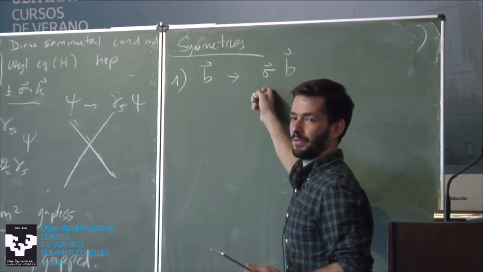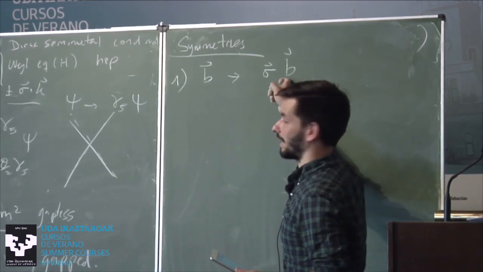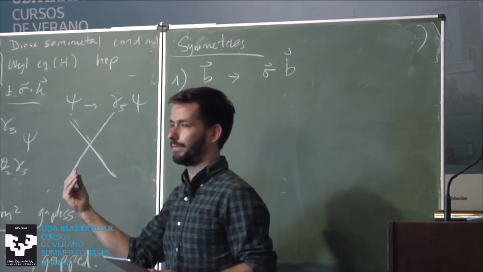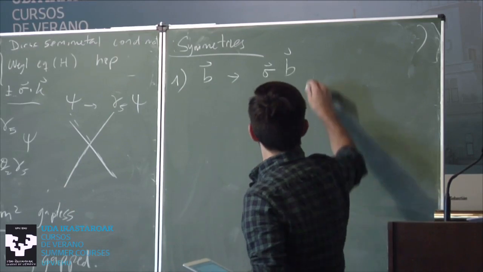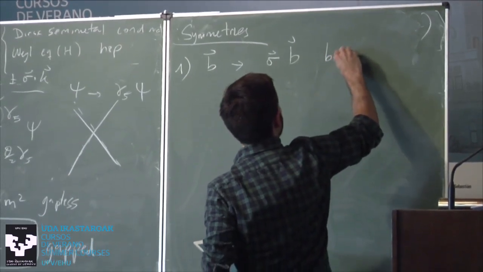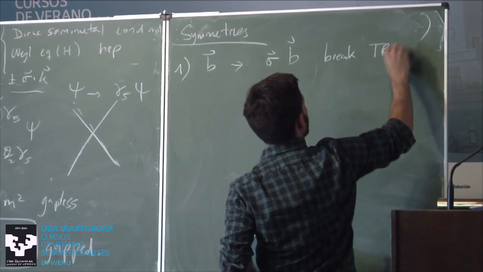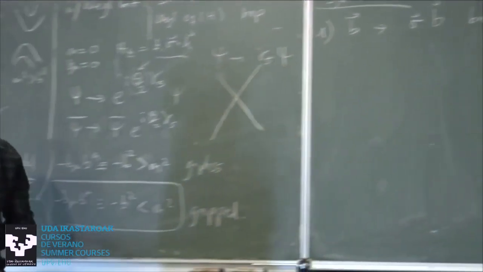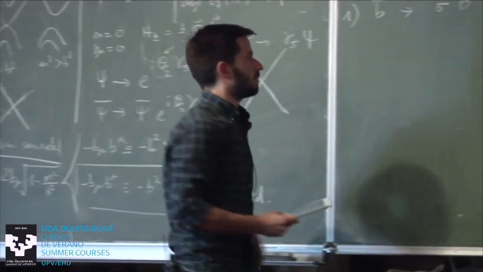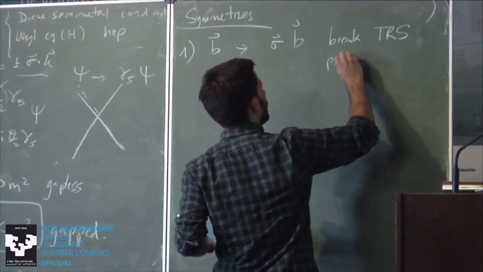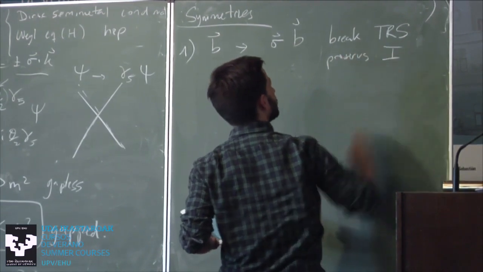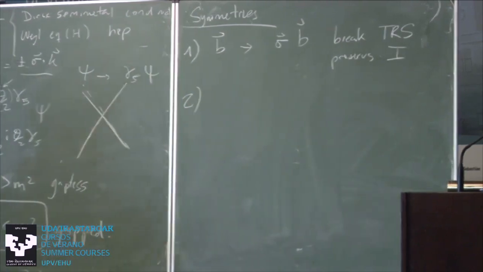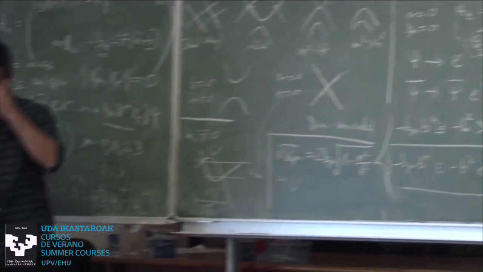You've seen this coupling before. It was in Ivo's lecture. This is like a magnetic field. In fact, it's like a magnetization because it's an intrinsic property of the system. So B actually breaks time reversal but preserves inversion. So adding B breaks time reversal symmetry, preserves I. As I said, not many calculations, it's all hand wavy. But you can explicitly check this, obviously.